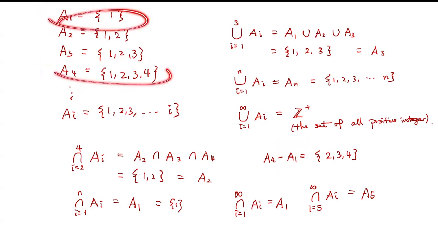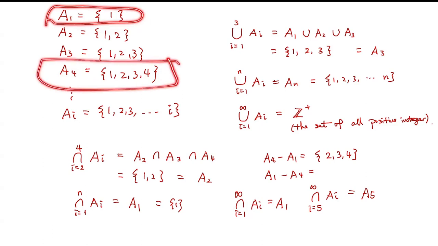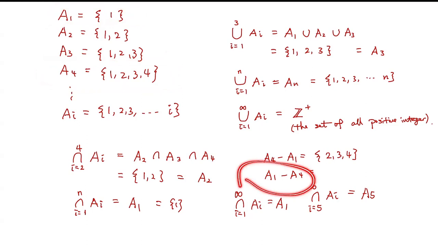Now if I ask you what's A1 minus A4? That has nothing to do with the intersection or the union here. That's just looking at the difference of two sets. So this is A1, this is A4. That means you are looking at the elements that are in A1 but not in A4. Anyone? What does A1 minus A4 give you?